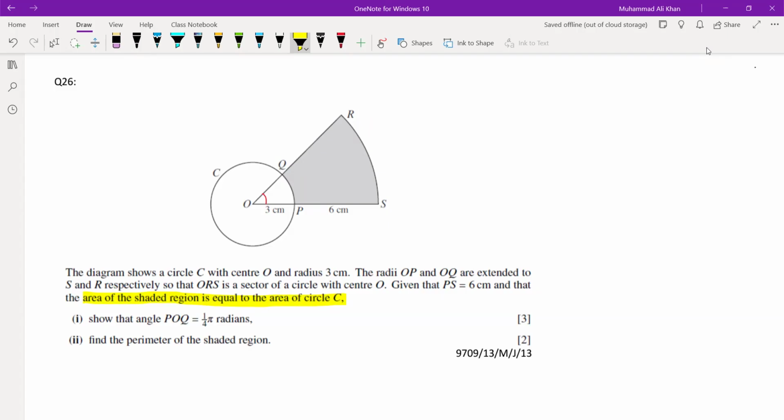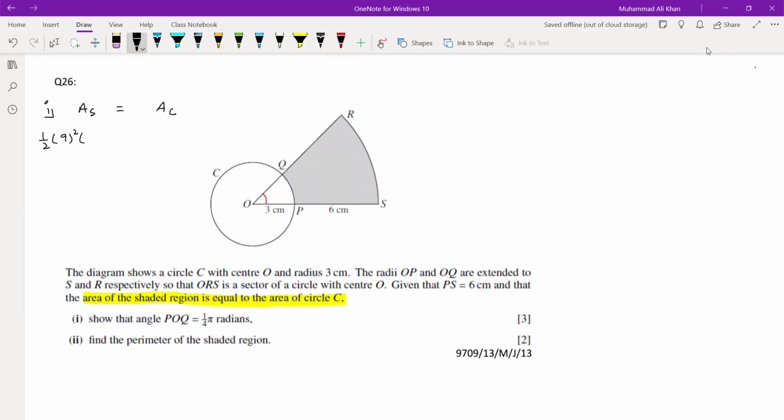Area of the shaded region is equal to area of circle, right? So can I say that area of shaded region is equal to area of circle? And what is area of shaded region? Area of big sector minus area of small sector. Area of big sector is half R squared. For the big sector, the radius is 9.